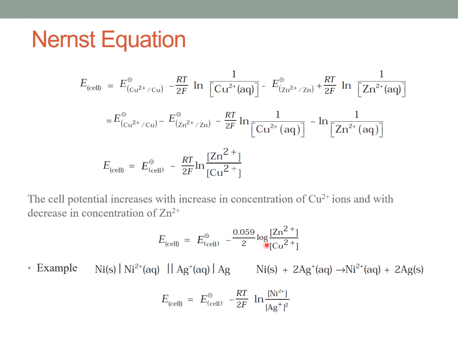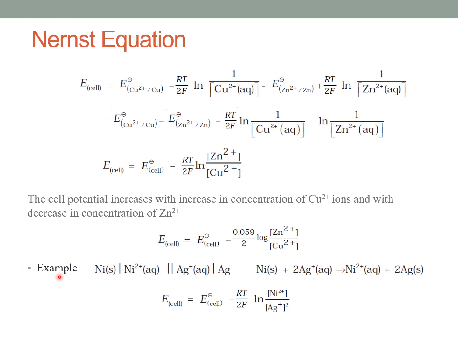0.059 by 2 log. You can convert the natural logarithm into log base 10, so zinc 2 plus by copper 2 plus. This is easier to use for mathematical problem solving. That's why we substituted all these values, and it became 0.059 by 2 log of zinc 2 plus by copper 2 plus. So this is the final Nernst equation which can be used for any type of cell.